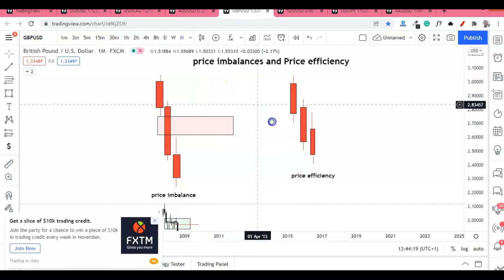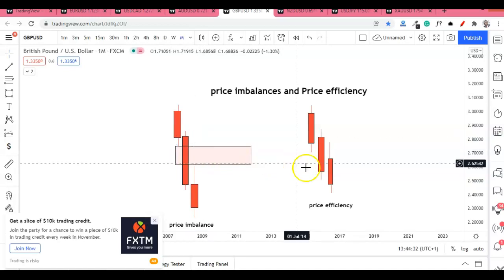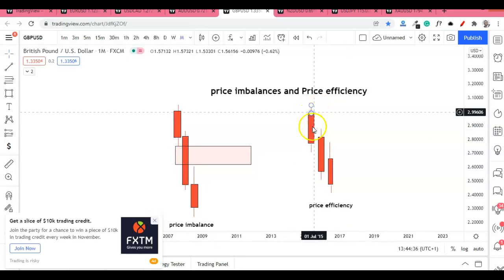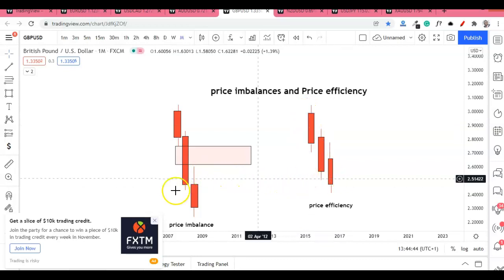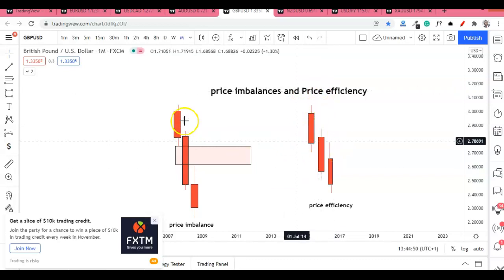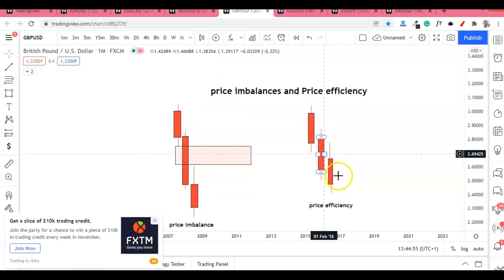Price imbalances. Whenever supply and demand is introduced into the market, it creates imbalances on the move, either upward or downwards. But first of all, let's look at price efficiency. Now, we say that the price is efficient if we have a situation like this: three candles. In this case, the example I chose here is a down candle. It can also apply to an up candle. Because of time, I will only illustrate on the downside, on the sell side. We have three candles here.